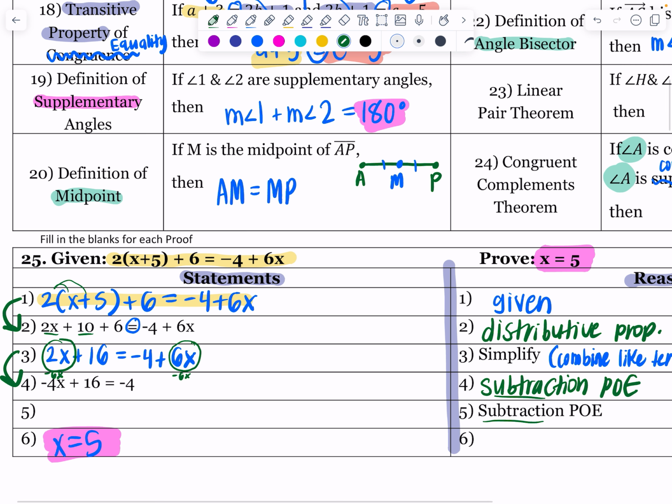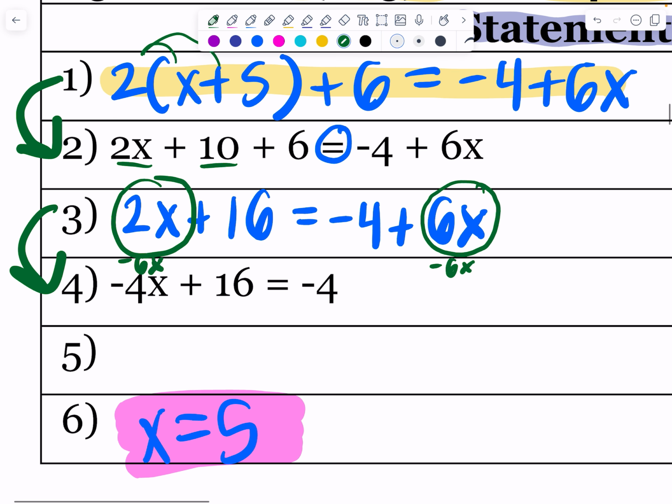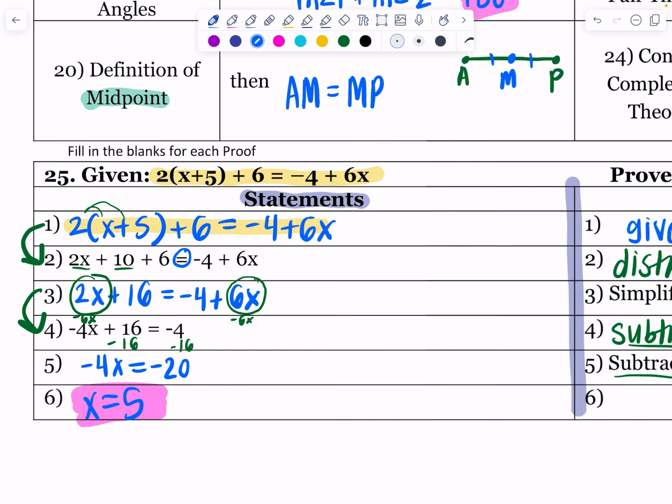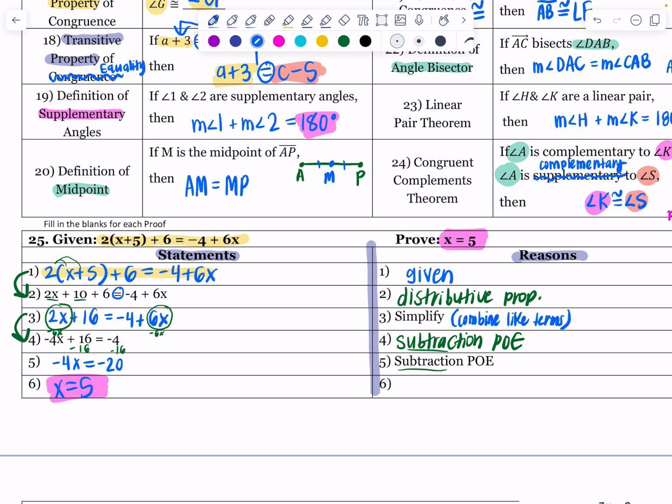All right, and now they tell us we're going to use subtraction a second time. Notice that was done twice. So what are they subtracting? I would need to subtract, to get the x by itself, which is what they're ultimately trying to do, I would need to subtract 16 from both sides. So what's my next statement? My next statement is going to read negative 4x equals negative 4 minus 16 more is negative 20. So again, that's the subtraction property of equality. That's how I got from step 4 to step 5.